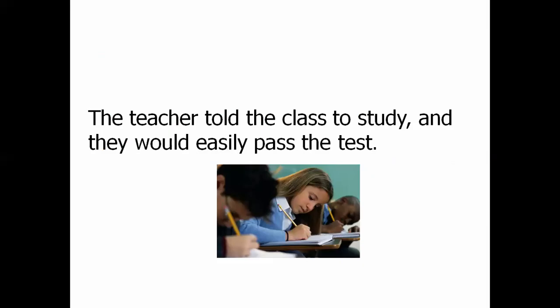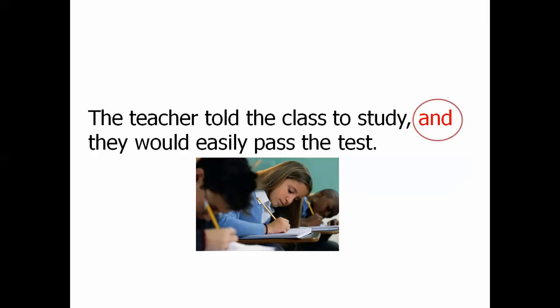Alright, now let's look at this sentence and see if we can analyze it. The teacher told the class to study and they would easily pass the test. Is there a conjunction or a semicolon? Yes. Is there a complete sentence on each side? The teacher told the class to study. They would easily pass the test. Yes. So far we know that this sentence is compound.